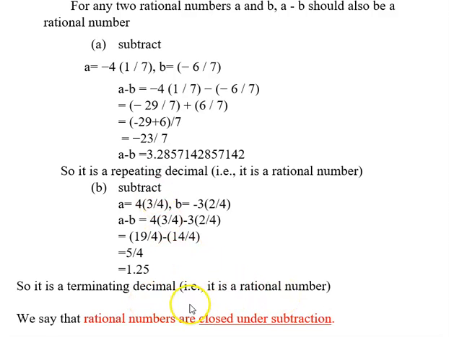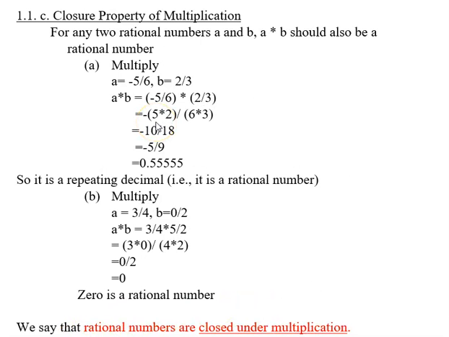So from these examples, I am concluding that rational numbers are closed under subtraction. That is, if you subtract two rational numbers, then the result will also be a rational number. So the subtraction property is also satisfied. The third property is the closure property of multiplication. For any two rational numbers a and b, a multiplied by b should also be a rational number.